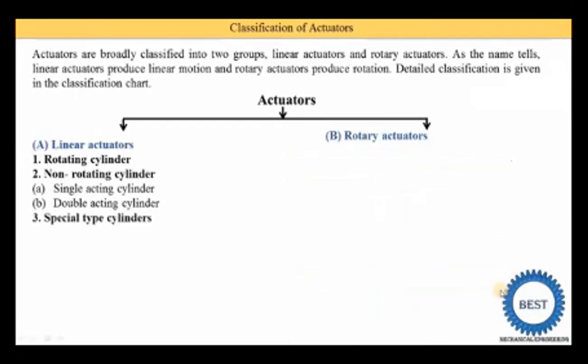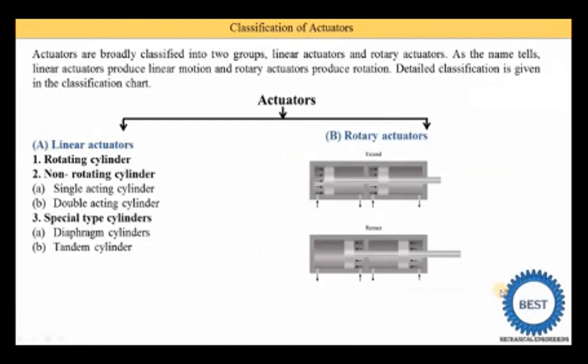Third one is the special type cylinders. In special type, the first one is the diaphragm cylinder, second one is the tandem cylinder. Now here you see this is the image of tandem cylinder. In a tandem cylinder two pistons are used, and this is the piston rod, and there are four ports. This first image is for the extension, second image is for the retraction.